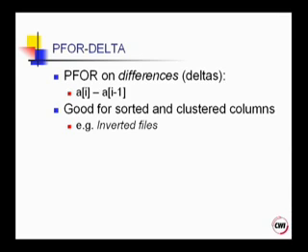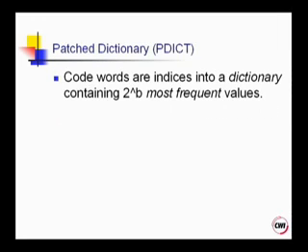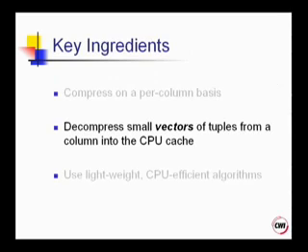And this is very useful for inverted files because inverted files are often sorted on docID, and we can compress the gaps efficiently using this scheme. And there's a third one, a dictionary algorithm, where the code words represent integers into a small dictionary, which is stored in the header of a block. So then we'll come to RAM CPU cache compression.